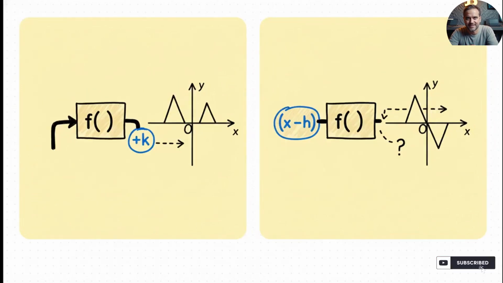Now here's the most important secret to organizing that toolkit. Any change that happens outside the main part of the function affects the graph vertically. That's up and down the y-axis. And these make perfect sense. You add 2, the graph goes up 2. Easy. But any change that happens inside the function, right there next to the x, affects the graph horizontally. And this is where things can feel a little weird, a little backwards.